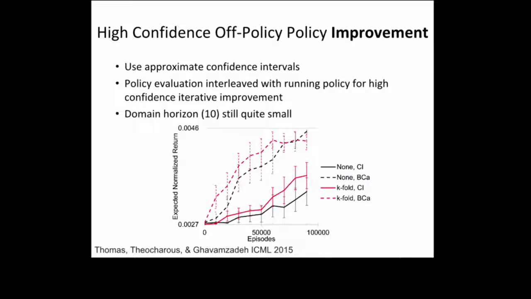Now, what you can see here is that over time, it's very quickly getting much better. BCa in this case is using bootstrap confidence intervals, which allows them to be much more data efficient.